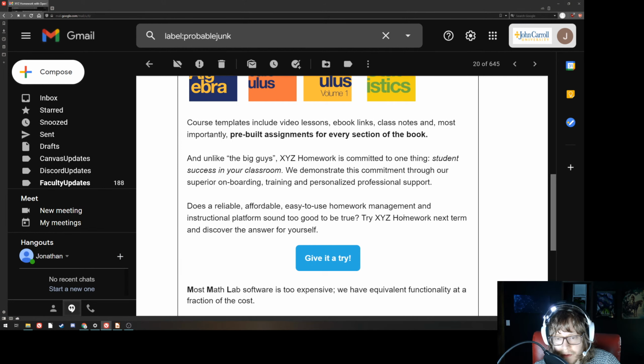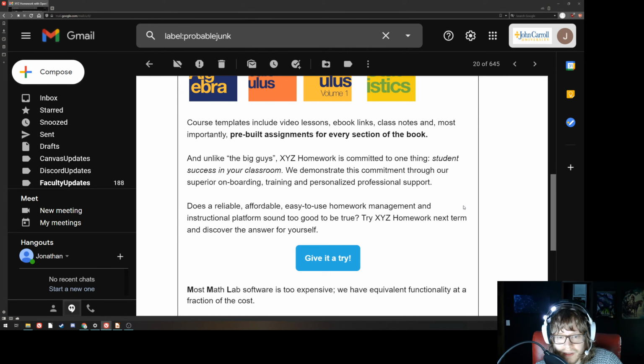"Does a reliable, affordable, easy-to-use homework management and instructional platform sound too good to be true?" Yes, and it probably is. I haven't seen one yet. If anyone has an online homework management or instructional platform that they like, please post its name in chat. I'll see if they sent me an email.